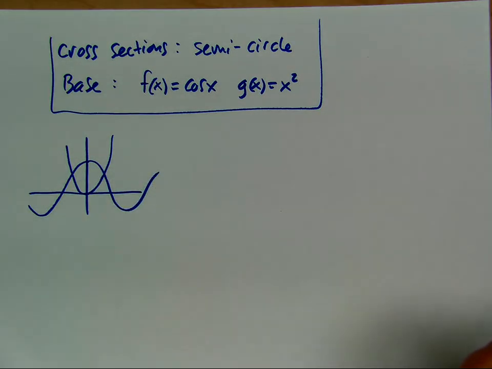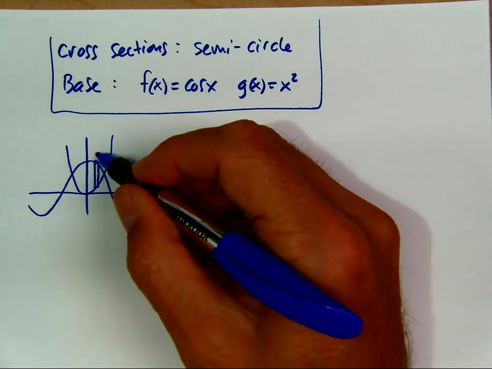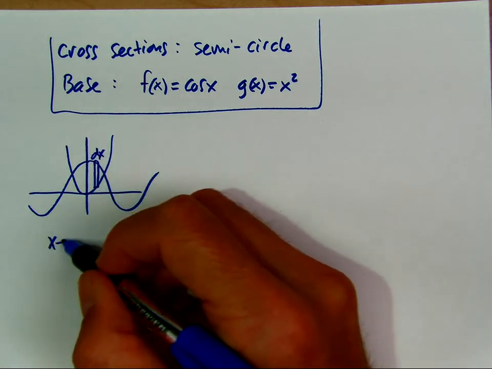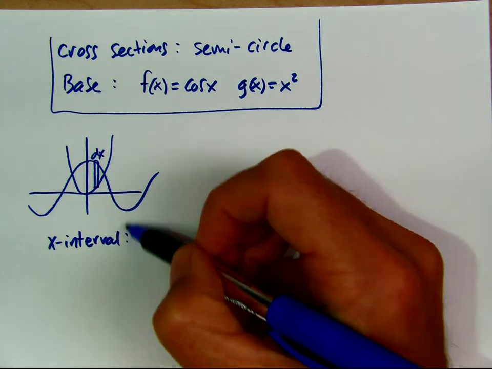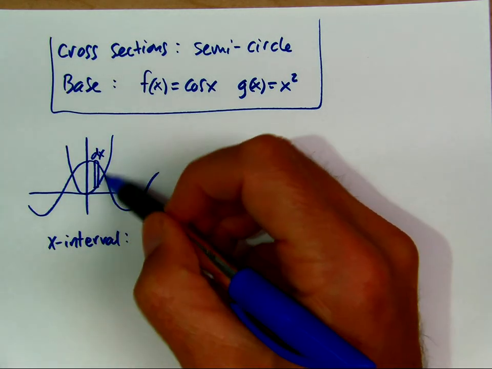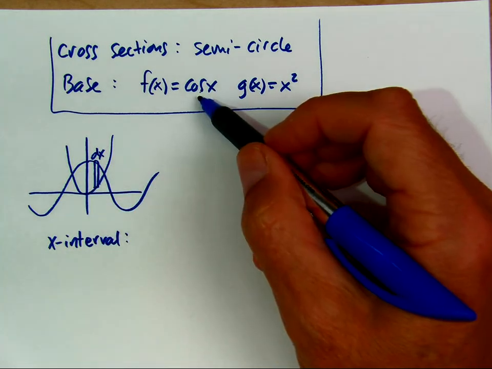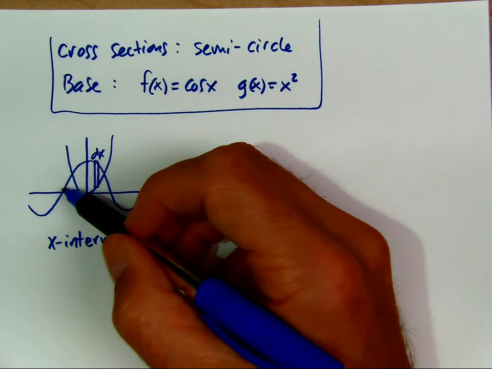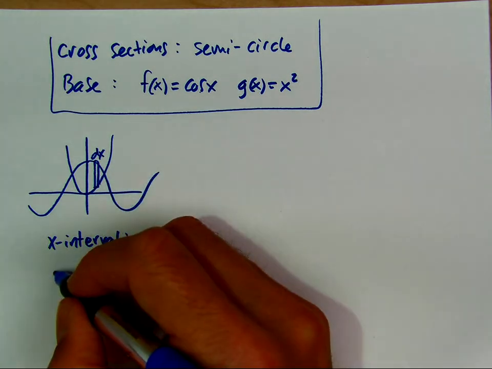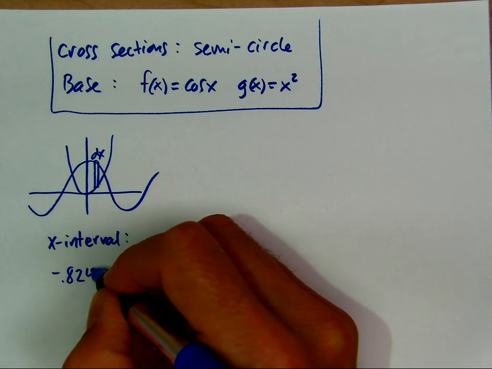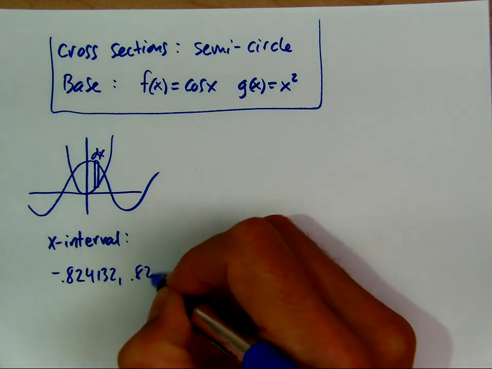The cross-sections are perpendicular to the x-axis, so the cross-section will go like that. We have a dx, and we need the x-interval. The x-interval will be the intersection of the two lines. So on a calculator, we will graph cosine and x squared and find their intersections. The intersections are -0.824132 and positive 0.824132.